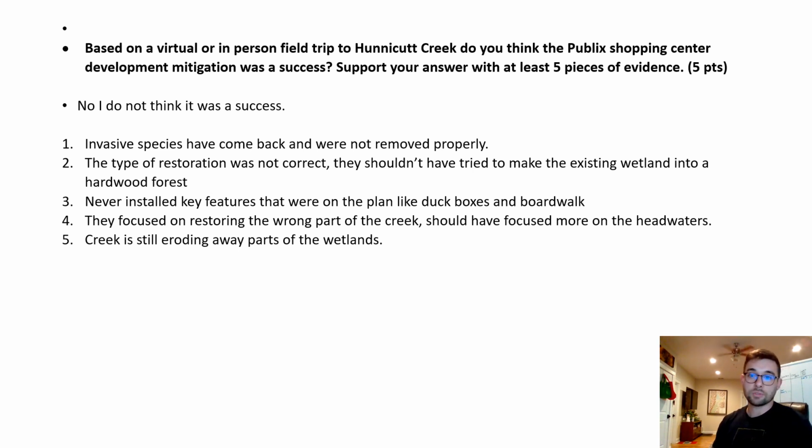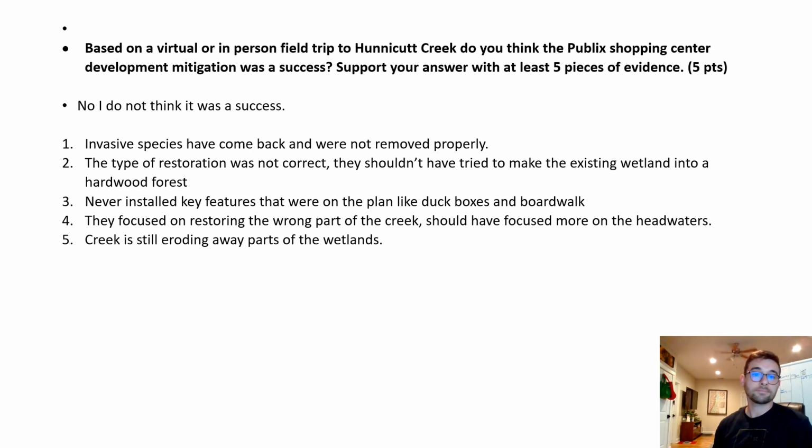The type of restoration was not correct. They shouldn't have tried to make the existing wetland into a bottomland hardwood forest. That was just so much work, and it was really unnecessary. They never installed key features that were on the plan. Duck boxes and boardwalks come to mind. A boardwalk would have been really useful when I sunk up to my waist the other day.